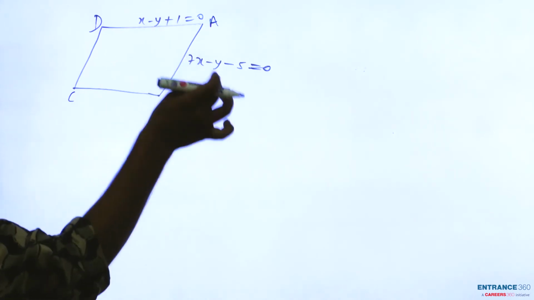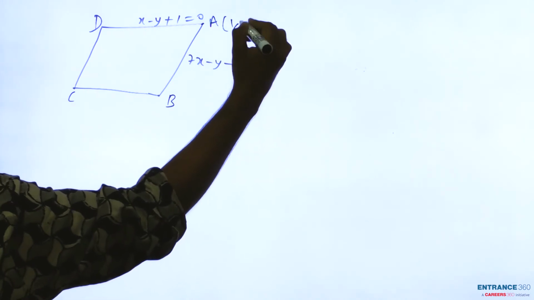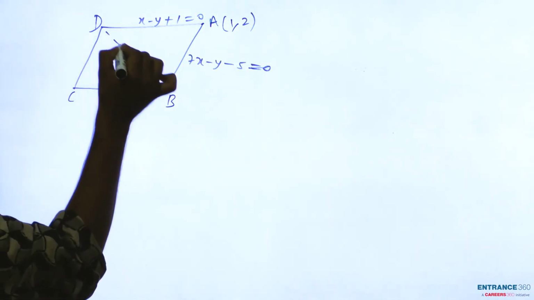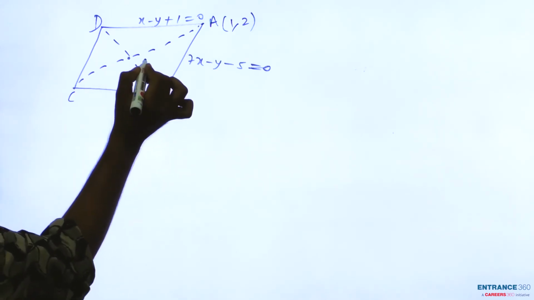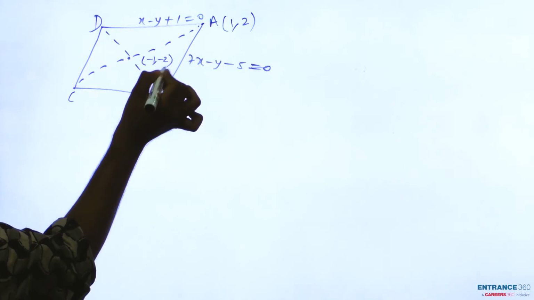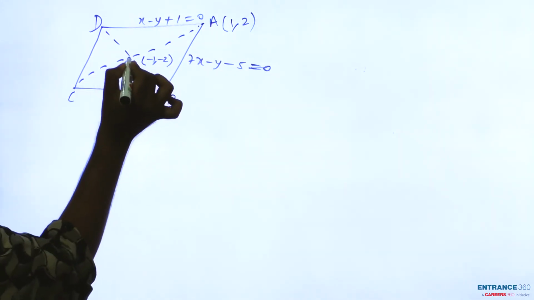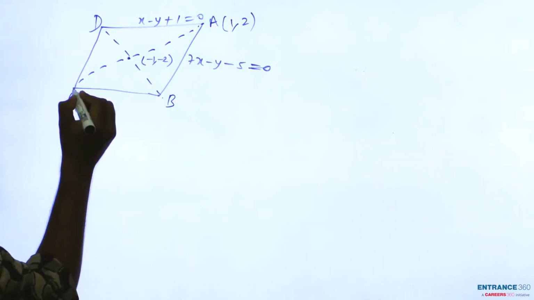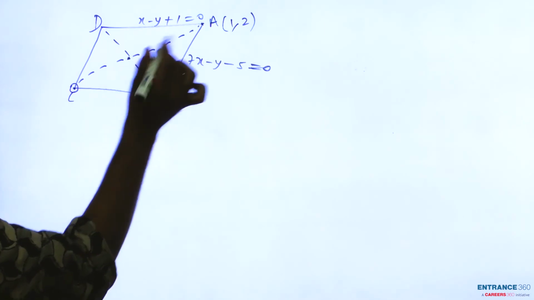When we solve these equations, we find the intersection point, which is (1, 2). The intersection of the diagonals of the rhombus is given in the question as (minus 1, minus 2). By the property of the rhombus, the intersection of the diagonals is the midpoint of the vertices.